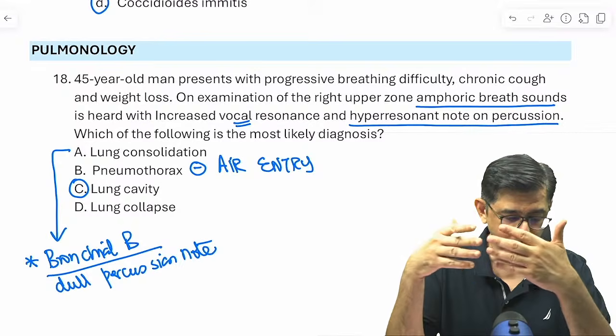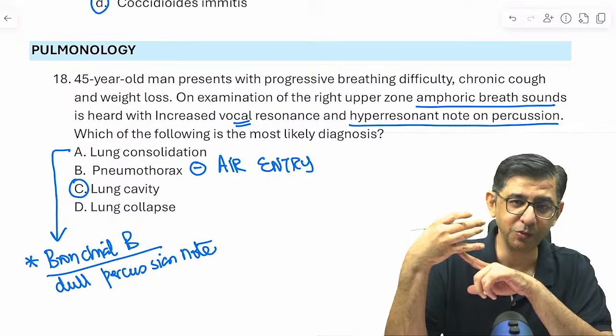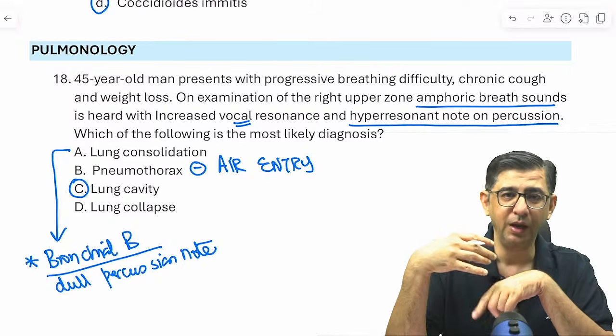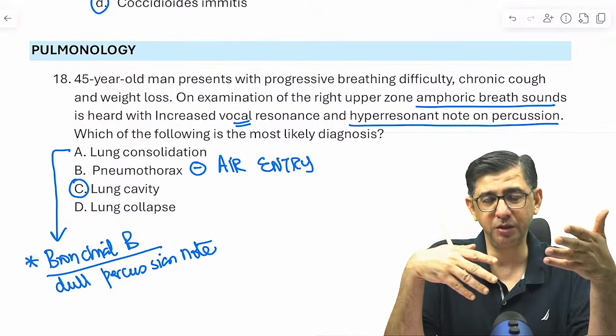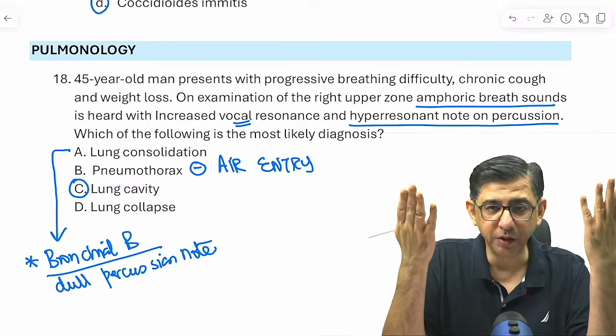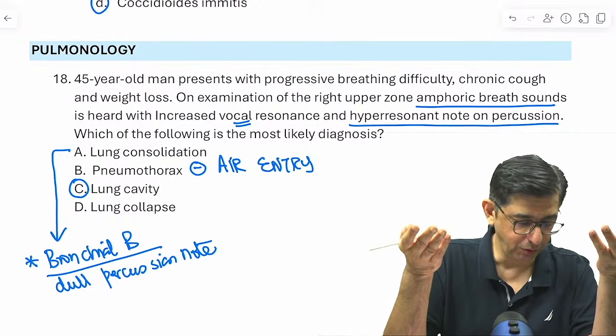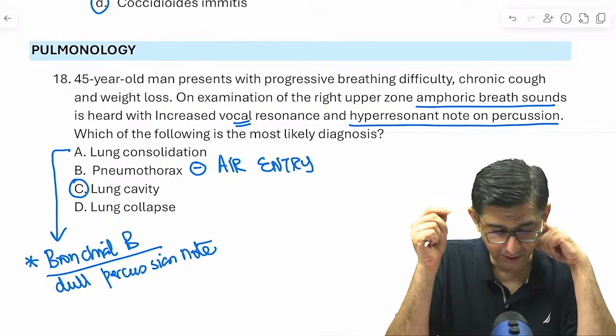Now what you are supposed to do for this question is identify. हाइपर रेजोनेंट नोट लिखा है तो भाई न्यूमोथोरैक्स भी होता है, पर उसमें तो एयर एंट्री एब्सेंट होगा. And if I take into consideration lung consolidation में डल परकशन नोट होता है, ब्रोंकियल ब्रीदिंग होती है. तो आपको अगर एम्फोरिक ब्रीदिंग नहीं भी पता था तो उसके बिना भी आप क्वेश्चन सॉल्व कर सकते हो on the basis of exclusion. So answer to this question is C.